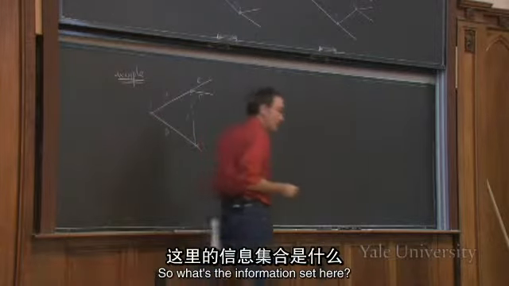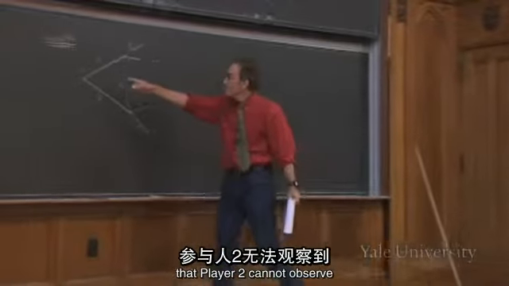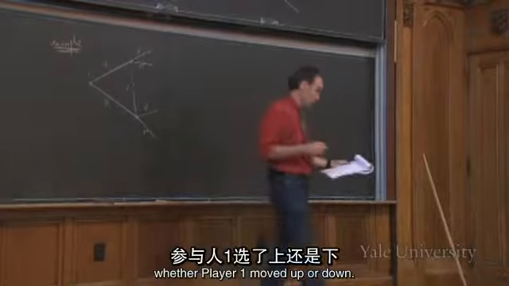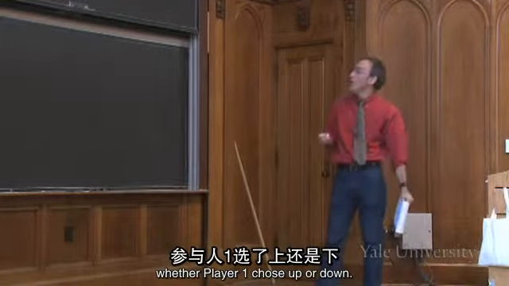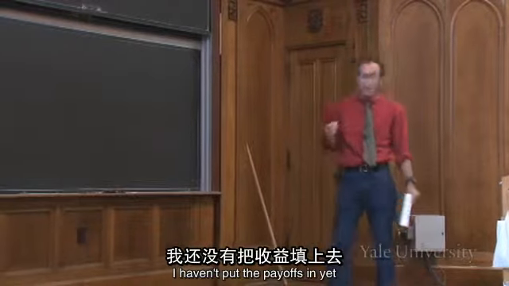So what's the information set here? The information set is indicating the fact that player 2 cannot observe whether player 1 moved up or down. Player 2 cannot observe whether player 1 chose up or down. Right, now, why does that matter? I haven't put the payoffs in yet, but I will in a second.